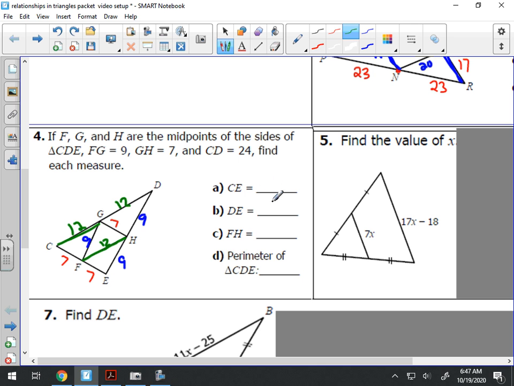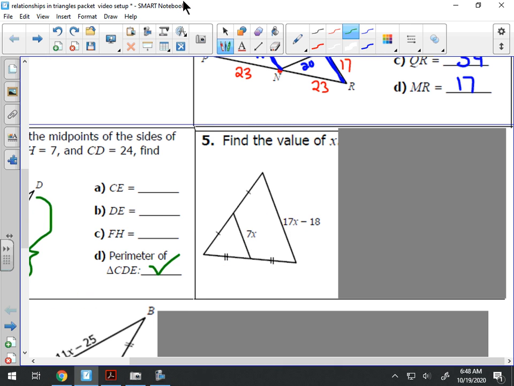So you can find CE, DE, FH, but the perimeter of CDE is the bigger triangle. So you would say this piece is 24, this piece is 18, and this piece is 14. To get the perimeter, you just add up all the sides. So you would say 14 plus 18 plus 24, and you'd get the perimeter of the big one.